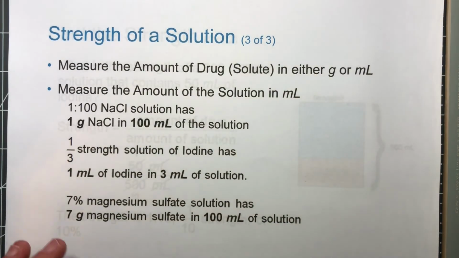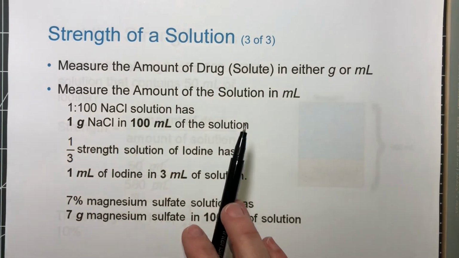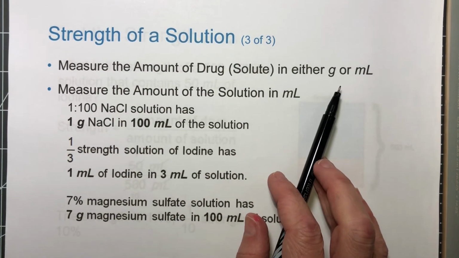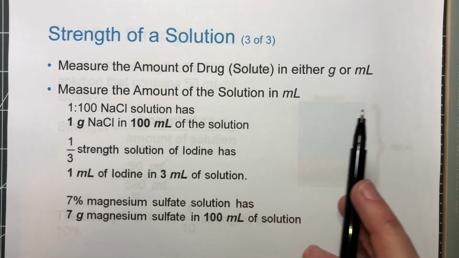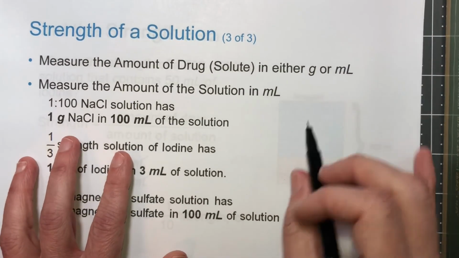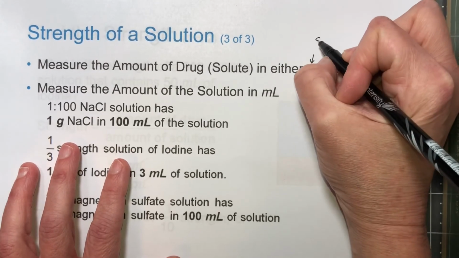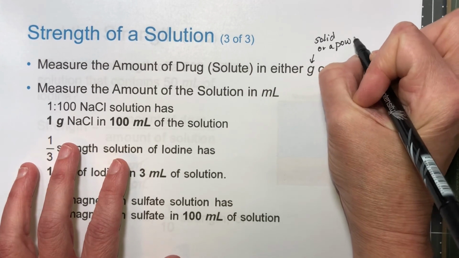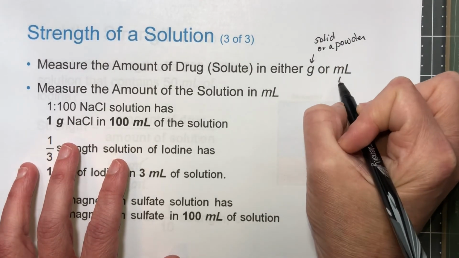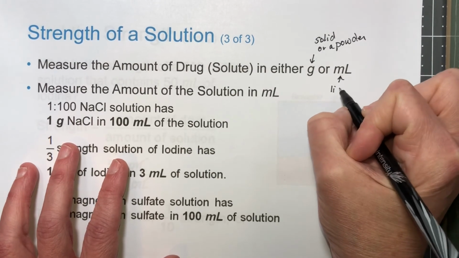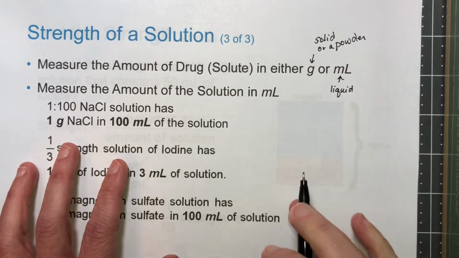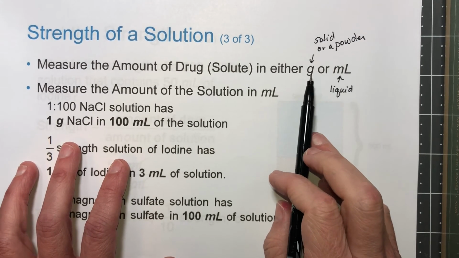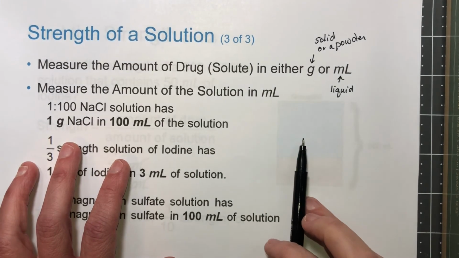Okay, we're going to measure the amount of the drug, which is the solute, in either grams or milliliters. Now, you're going to be using grams when you are dealing with a solid or a powder, and you're going to be dealing with milliliters when you have a liquid. Okay, this is important. We're going to have to do some conversions. We need to remember that to find the strength, it needs to be in grams.